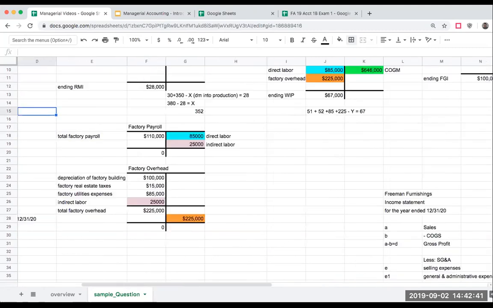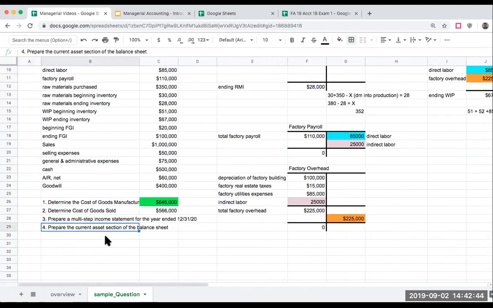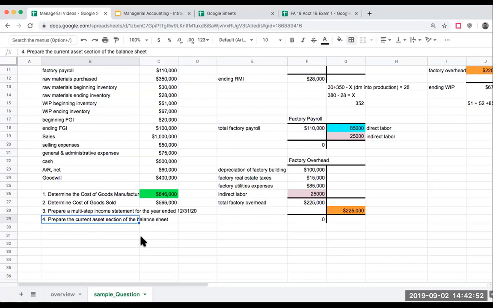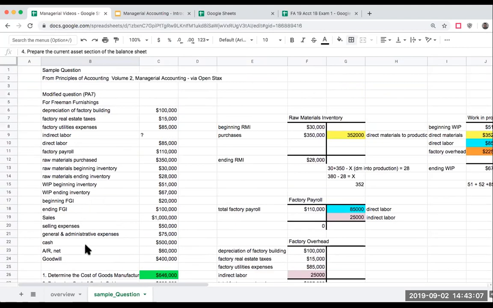The last thing I'm being asked to do in this particular question is to prepare the current asset section of the balance sheet. When I'm doing the current asset section, what does current mean? Current means I'm planning on using it in the coming year. It's basically those assets I will be using in this coming year. So what is current? It's going to be cash, accounts receivable. Is goodwill current? The answer is no. That is a non-current, longer-term asset. It's not a current asset.